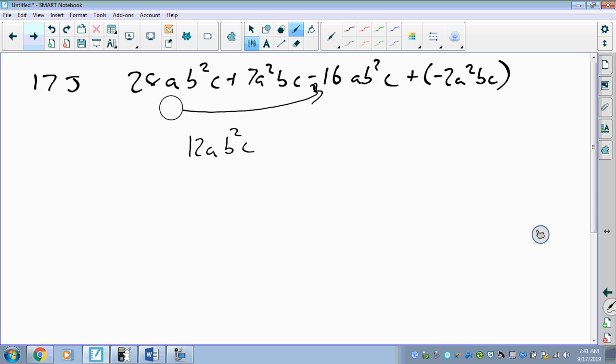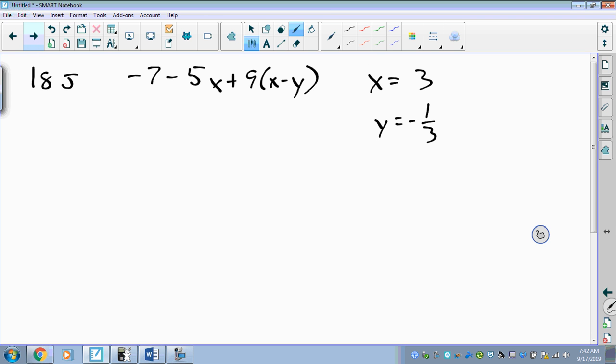All right, and then my next set of like terms: I've got 7a squared bc over here, and over here I've got plus a negative 2, which just means subtract. So what's that going to become? 7 plus a negative 2 is going to be 5a squared bc. Good, and that's it. You can't combine those. You'd be breaking your order of operations.